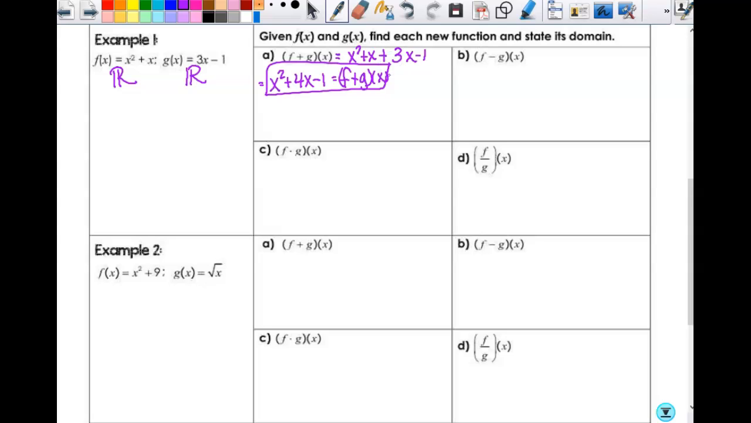Then we have to state the domain. Well, the domain is all real numbers. It's what those two have in common. Easy enough?